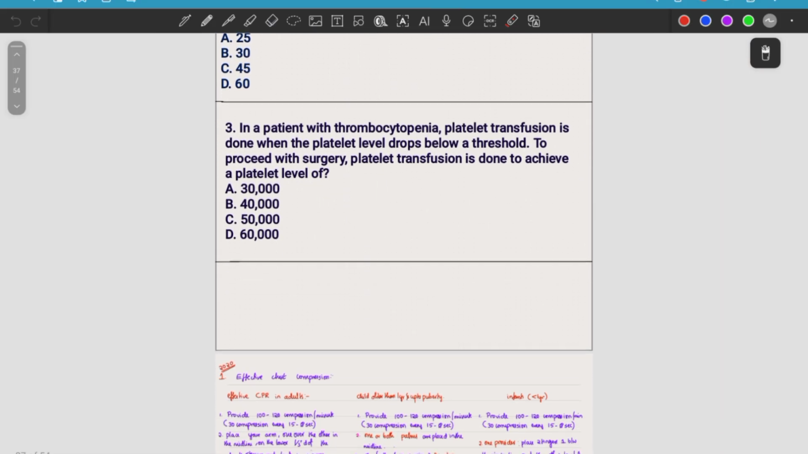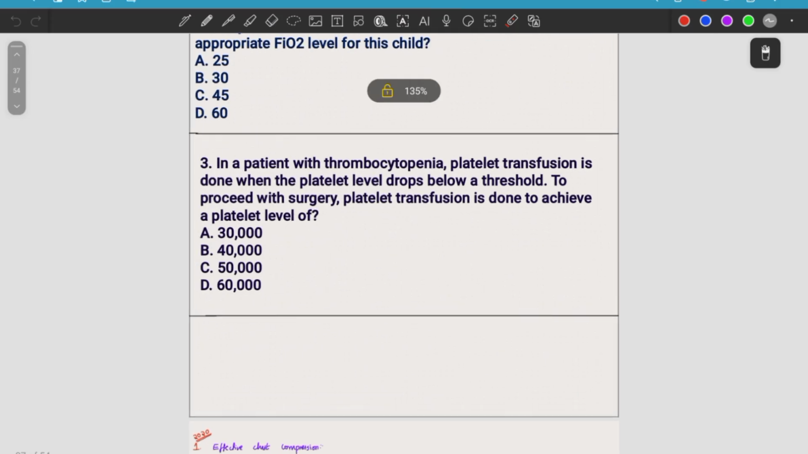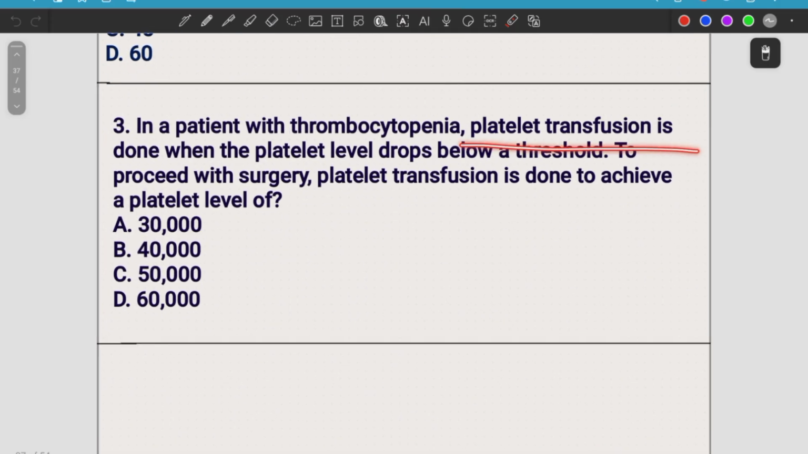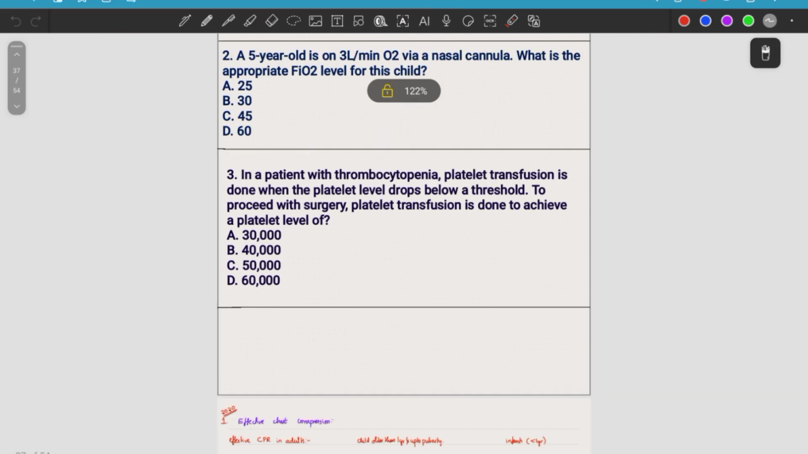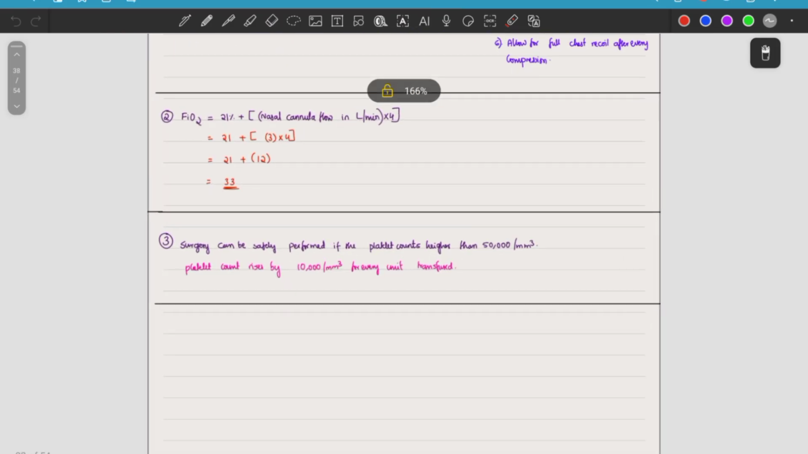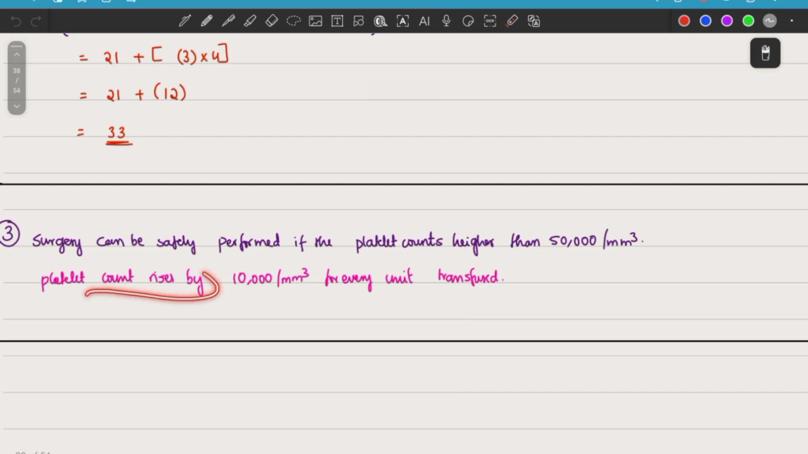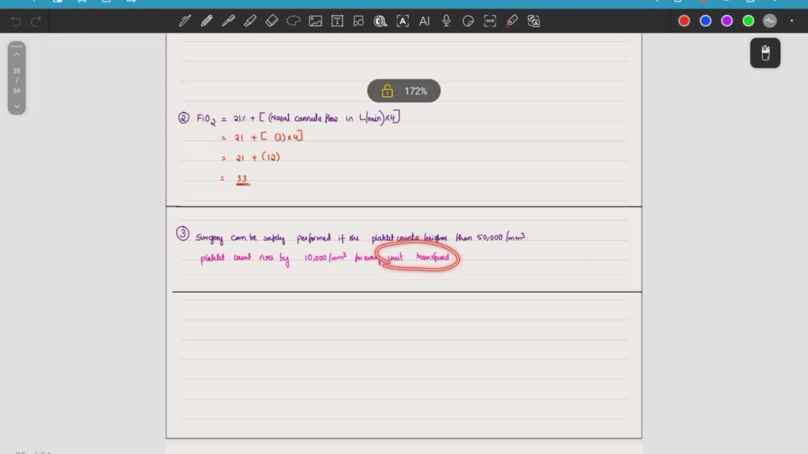Coming to the third one. In a patient with thrombocytopenia, platelet transfusion is done when the platelet level drops below a threshold. To proceed with the surgery, platelet transfusion is done to achieve a platelet level of how much? So we can proceed with the surgery if the platelet level comes above 50,000. Then you can proceed with the surgery. The platelet count will rise by 10,000 per millimeter cube for every unit transfused.